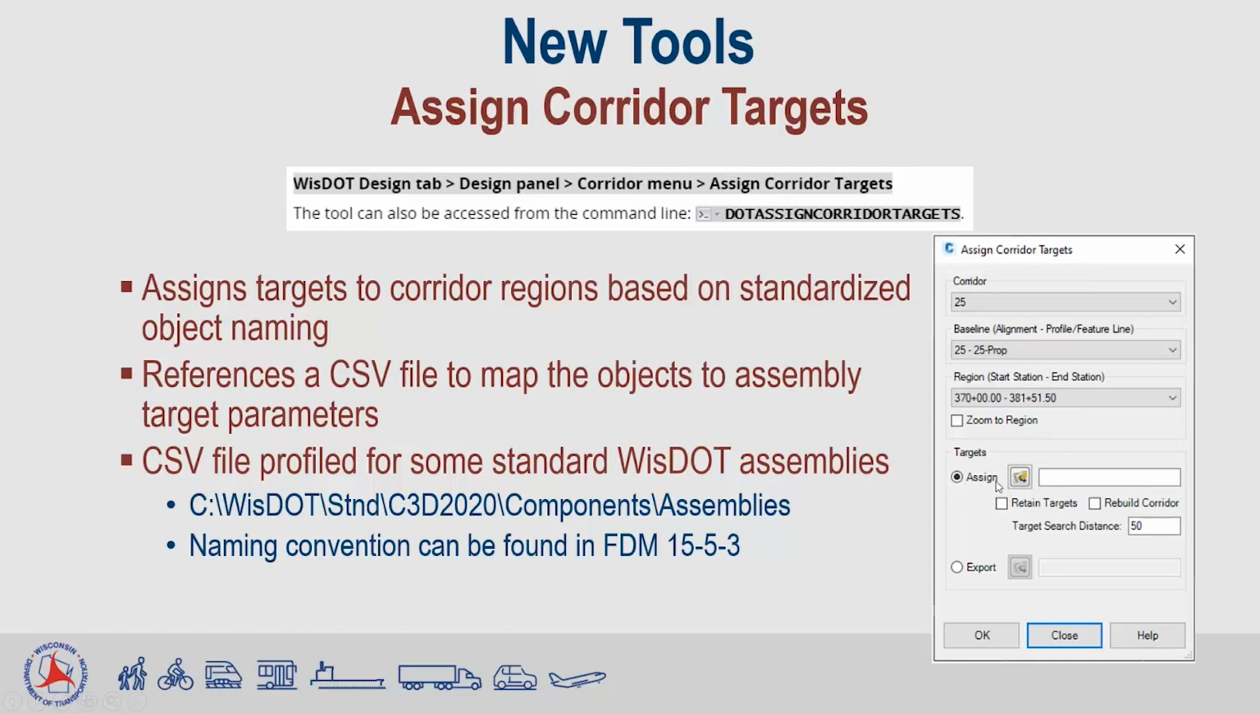Well, let me back up. First, we have two options. We have an assign option and an export option. So the assign option is just what I talked about. We're going to assign targets to the corridor region. The export option takes an existing corridor region and it gives you a template of your corridor, of your region targets. So if you don't have any targets, it's going to have everything there. It just won't have the names of the targets.